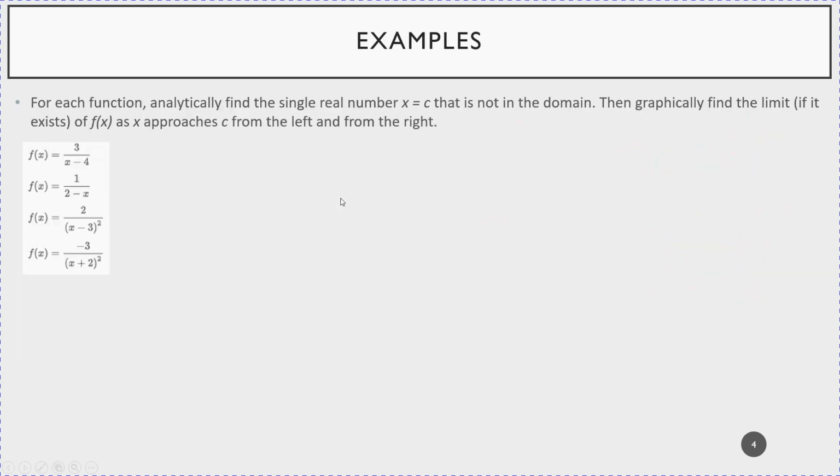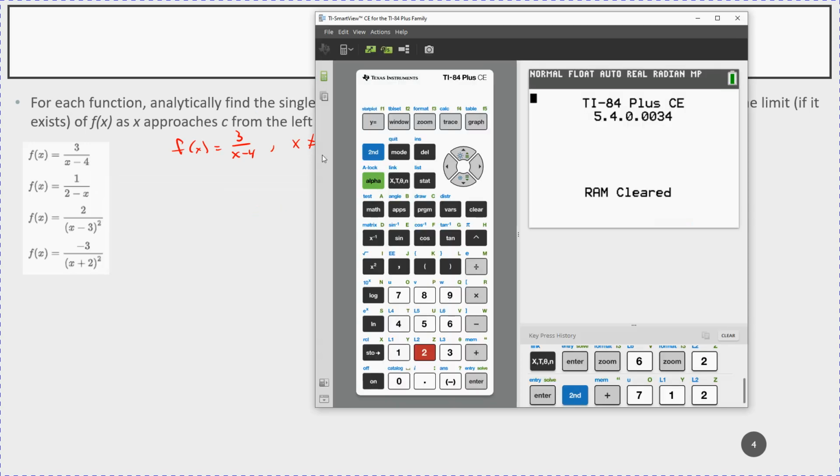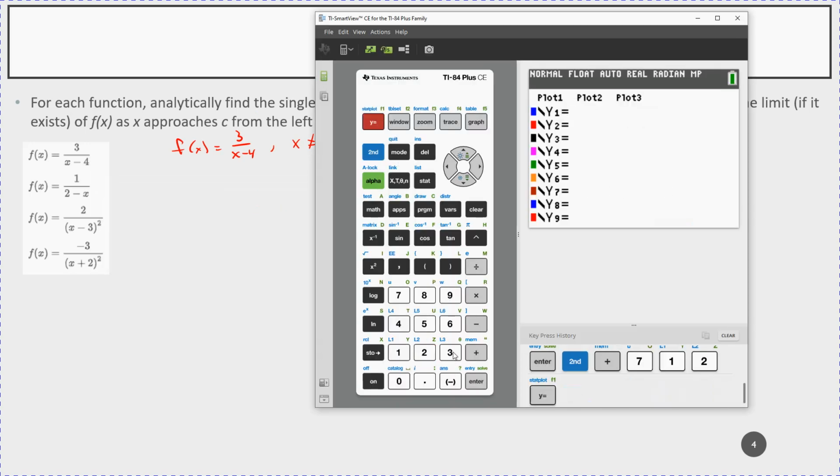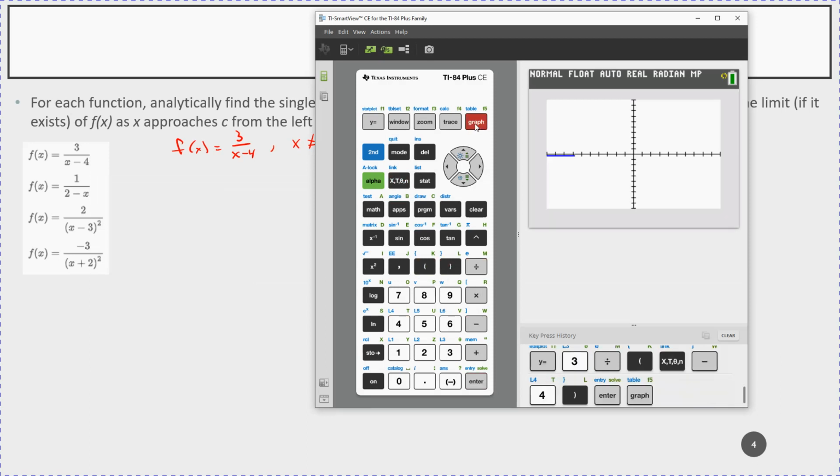So let's look at each of these. Let's analytically find the single value x that is not in the domain. Then let's graphically find the limit, if it exists, as x approaches c from the left and from the right. This first one: f of x is equal to 3 over x minus 4. x cannot be equal to 4. If we plug this into our graphing calculator, y equals 3 divided by x minus 4, you can see the vertical asymptote is at 4.